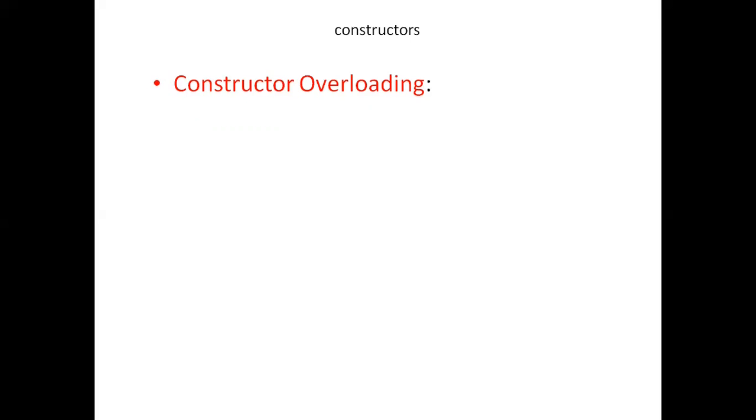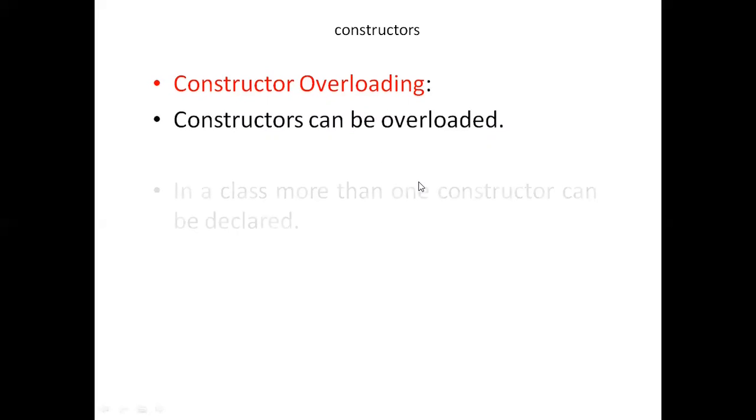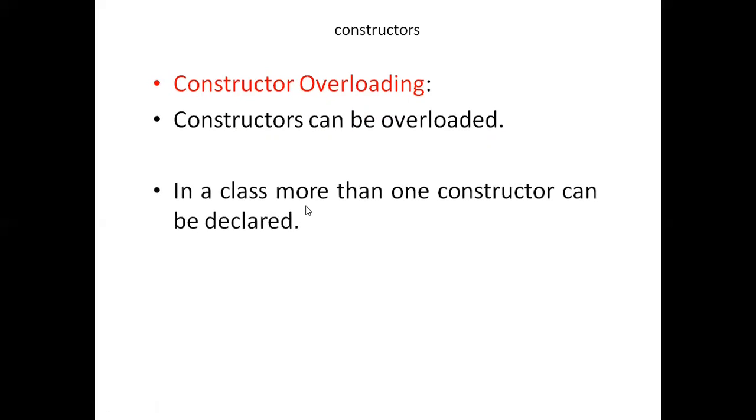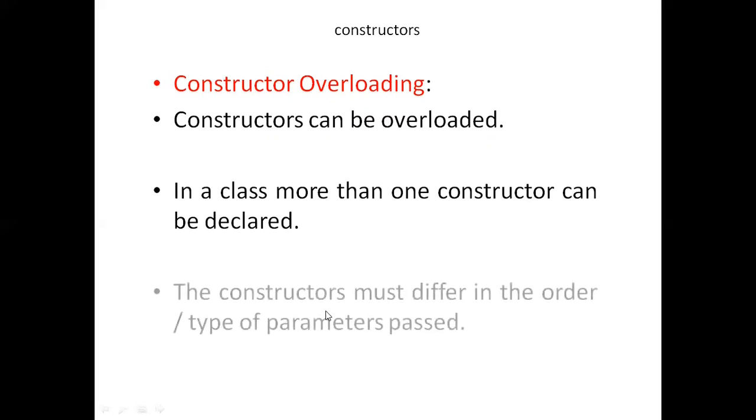In the same way, constructors can also be overloaded. A class can contain more than one constructor in it. When we write more than one constructor, we say that constructors are overloaded. Constructors can be overloaded. In a class, more than one constructor can be declared. The constructors must differ in the order or type of parameters passed. The same rule applies for methods and constructors also.